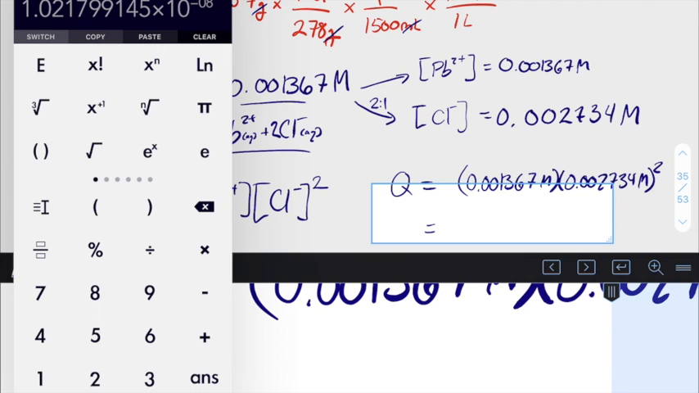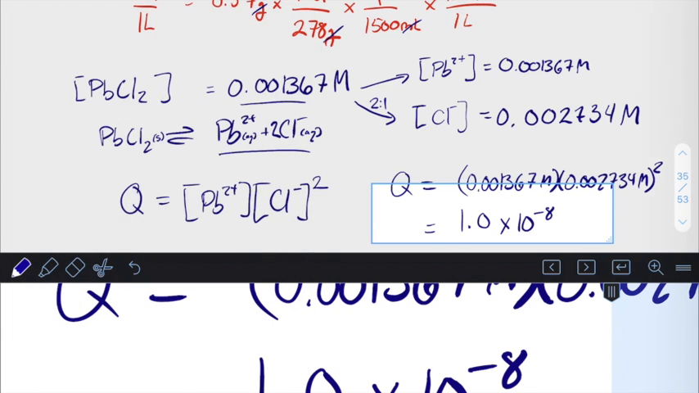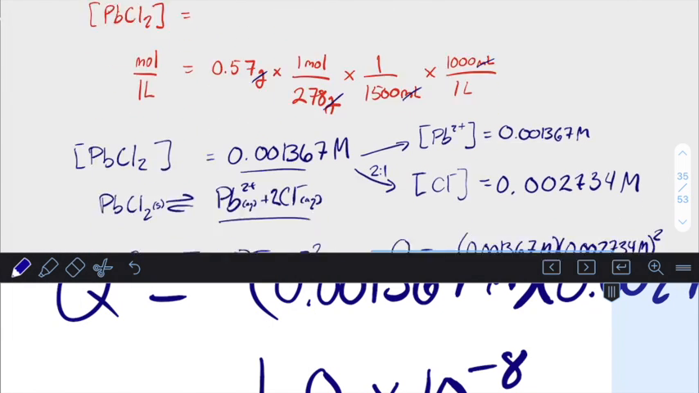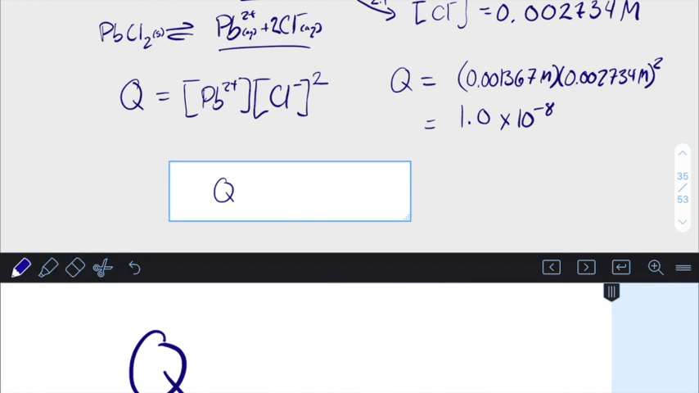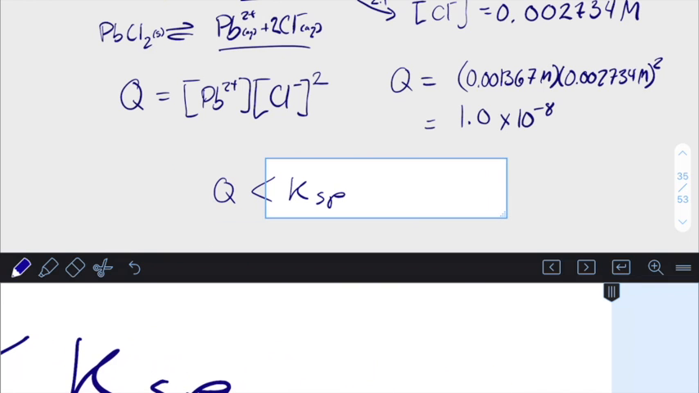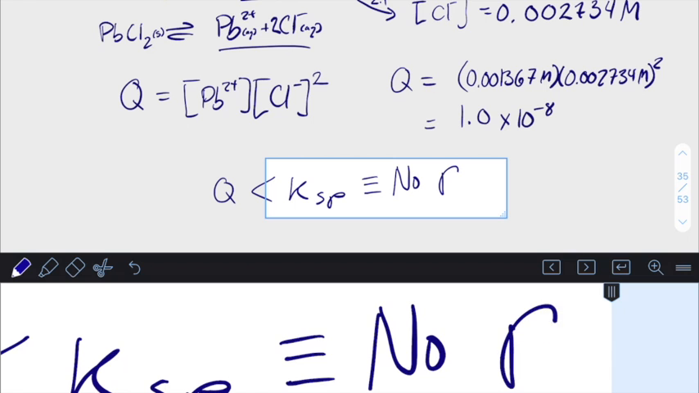Okay, so my result is a very small number, and we did say it would be 2 significant figures, right? So I guess I'm going to get 1.0 times 10 to the negative 8. Let's check against our Ksp. The Ksp is 10 to the negative 5, so right now we can say that Q is less than Ksp, which means that there is no precipitate.